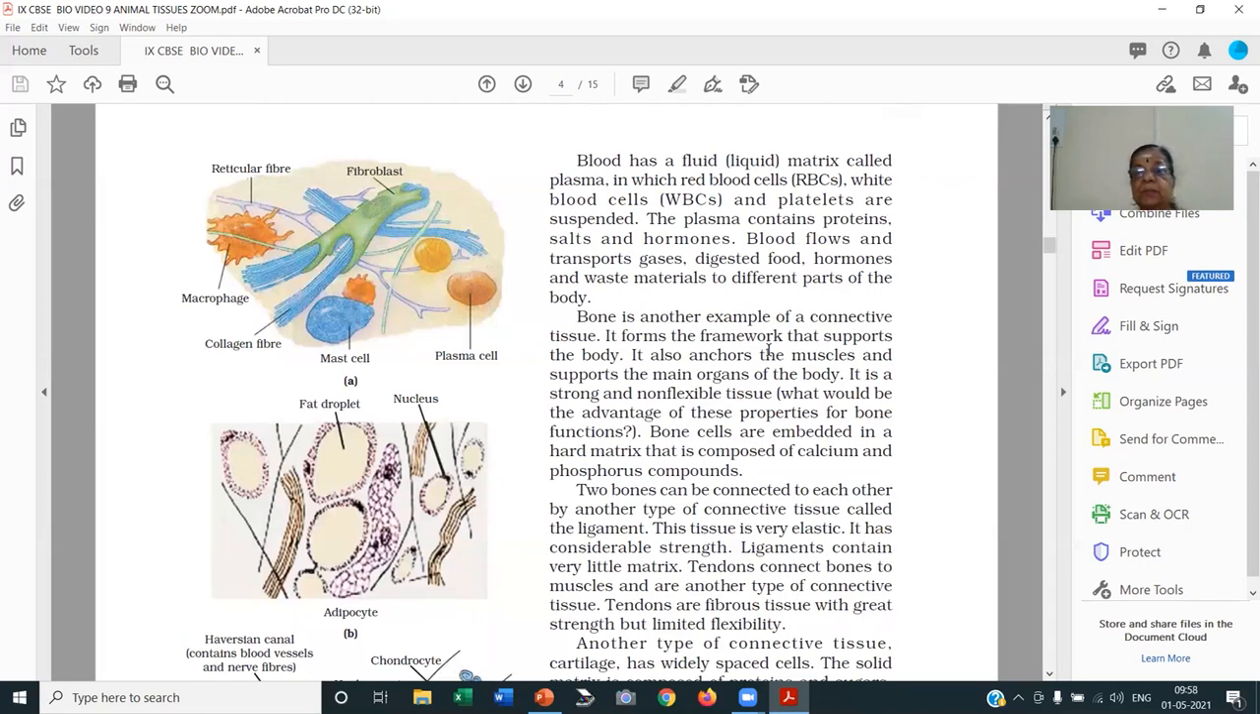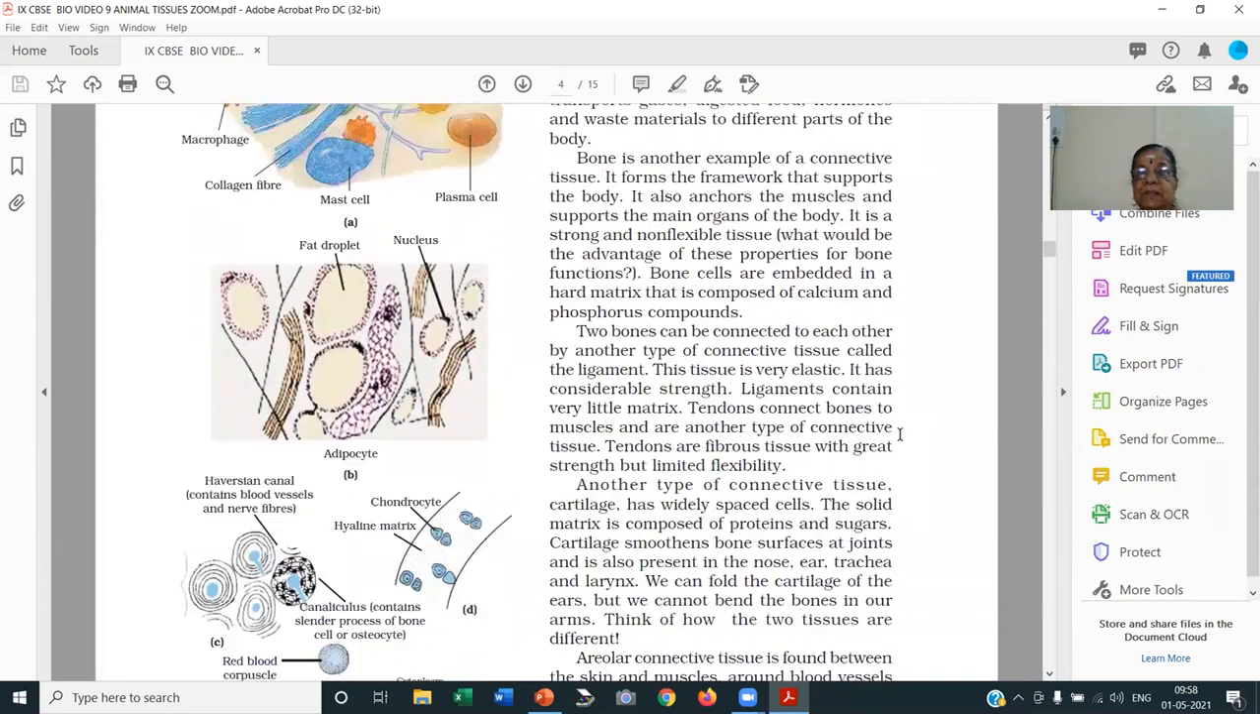Bone is another example of connective tissue. It forms the framework that supports the body, and it also anchors the muscles and supports the main organs of the body. It is a strong and non-flexible tissue, and cells are embedded in a hard matrix that is composed of calcium and phosphorus compounds. I hope you understand. So this is for bone. Detailed structure we have learned.